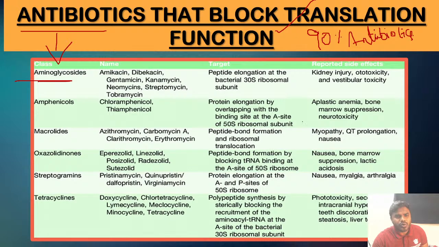Aminoglycosides. I want you to remember the best examples: streptomycin, neomycin, gentamicin. These three. What is the major function of the aminoglycosides, friends, or kanamycin or streptomycin? Peptide elongation at the bacterial 30S ribosomal subunit. I can tell you in a very simple way, friends, all these aminoglycosides can block, you will read, peptidyl transferase activity.